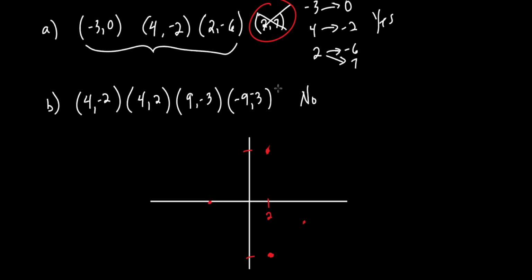So I could, if I wanted to, and I do, drop a vertical line. Let's push this over just a tad. There we go. So if I can draw a vertical line and it's going to hit 2 points, that automatically tells me that this is not a function. Did we do this in Algebra 2? Yeah. Okay. It's called the vertical line test. Remember that?